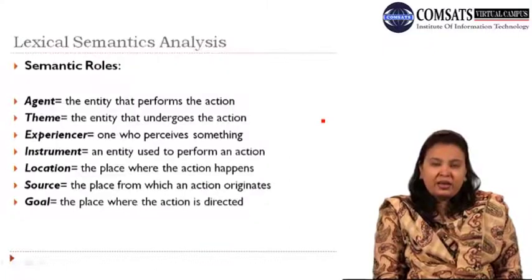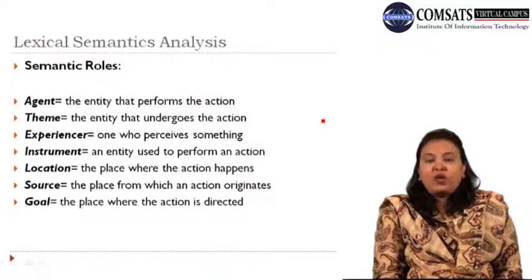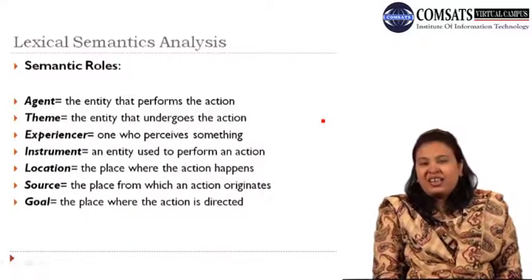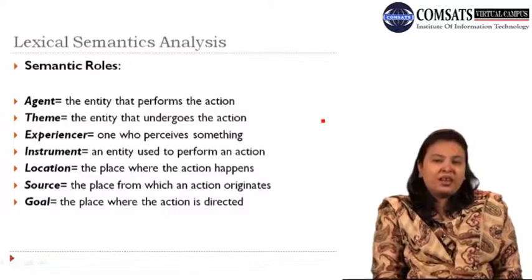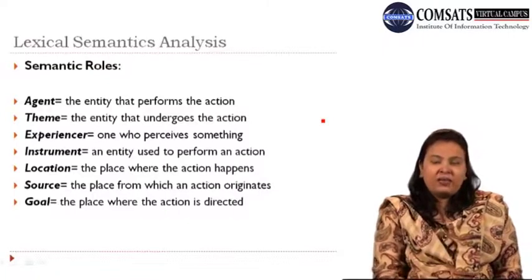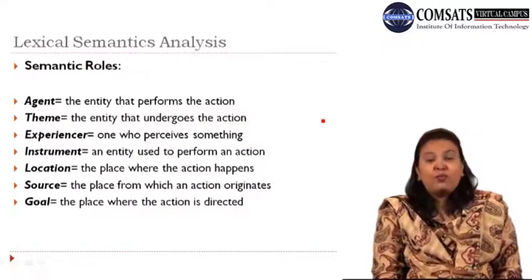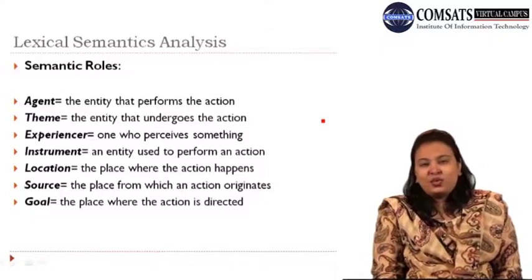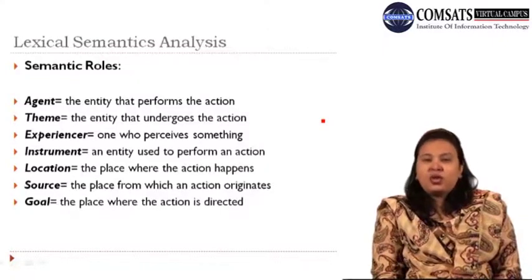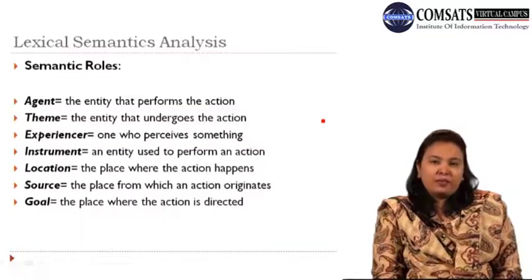Then we have instrument. The peon opened the gate with a key. Now the peon is the agent, the gate is the theme, but what was the thing that he used to open the gate? What was the instrument? The key. So what is an instrument? Instrument is an entity used to perform an action. So what was the thing that is used to open the gate? The key. So the key is the instrument.